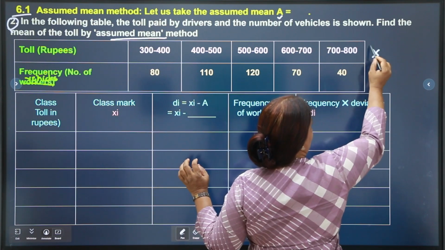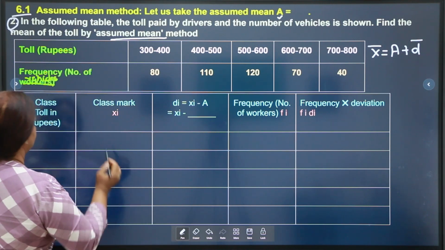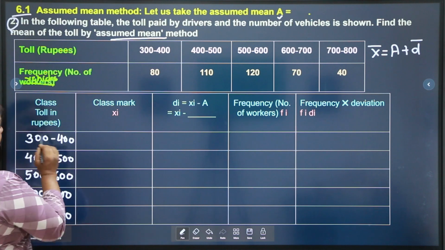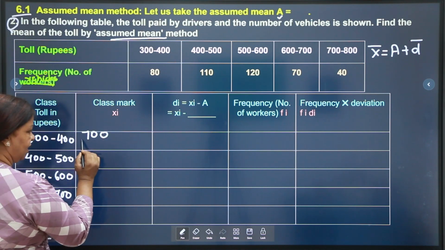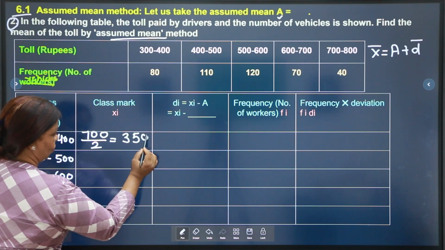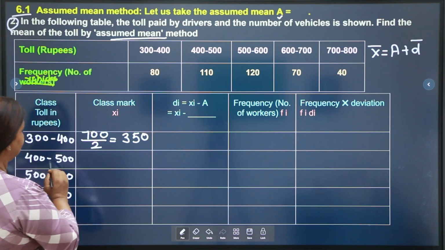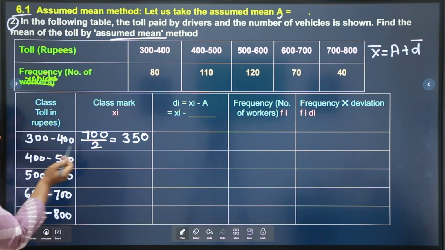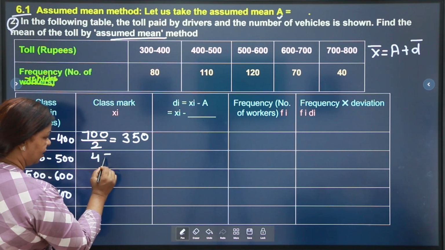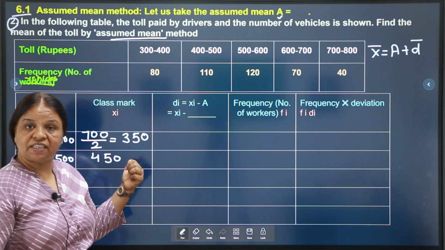So bar X is equal to A plus bar D. Okay. So let us first write the class. Class is 300 to 400. Now class mark, 300 plus 400 is 700. 700 divided by 2 will be 350. Okay. Now we need to find out the class mark for the next class. So what is the class interval? 500 minus 400 is 100. 350 plus 100 is 450.